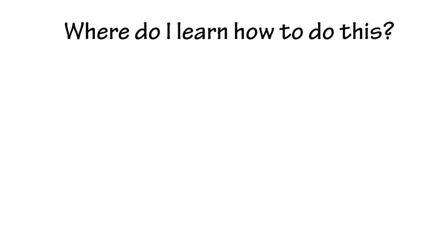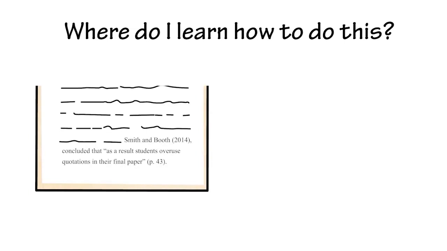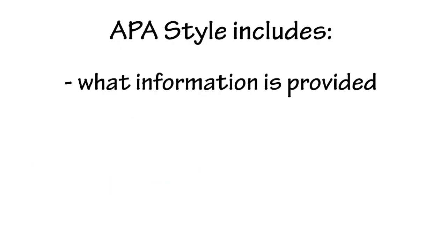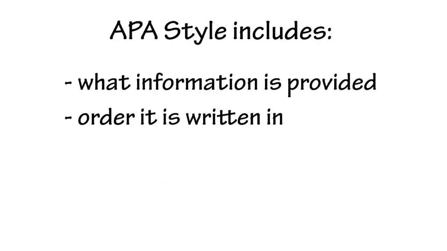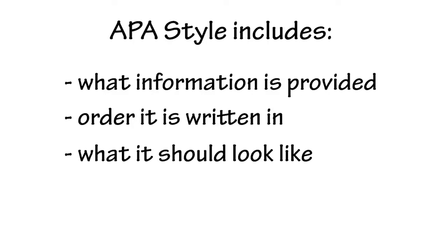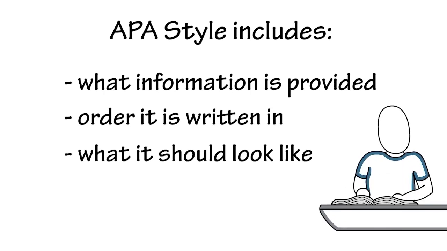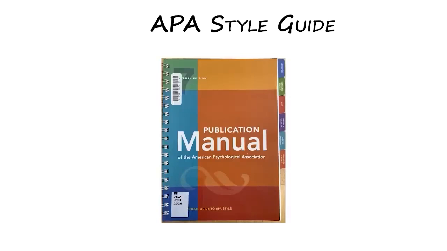Where do I learn how to do this? APA style requires that your in-text citation and reference page entry for each source to be written in a very specific way, including what information is provided, the order it is written in, and what it should look like. Part of your job as a student writer is to learn how to use an APA style guide to properly cite every source you consult. The rules that tell us how to properly cite our sources are contained within the APA style guide, an actual book published by the American Psychological Association.